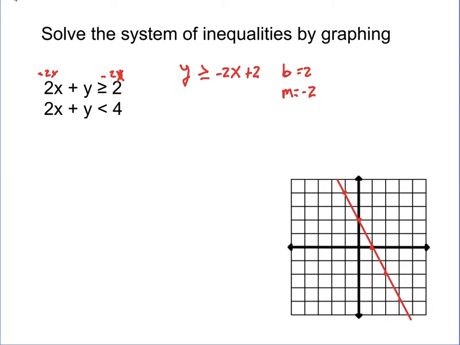Next, graph this one. Again, we would subtract 2x. So that would be y is less than negative 2x plus 4. And y-intercept is 4. Slope is negative 2. So now we would go here. Y-intercept is 4. Slope again is negative 2. So this line is parallel to the last one that we just drew.